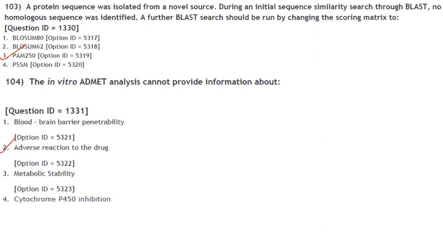Then next one. A protein sequence was isolated from a novel source. During an initial sequence similarity search through BLAST, no homologous sequence was identified. A further BLAST search should be run by changing the score matrix to... So it is PAM 250. Because no homologous sequence was identified, PAM 250 is used.